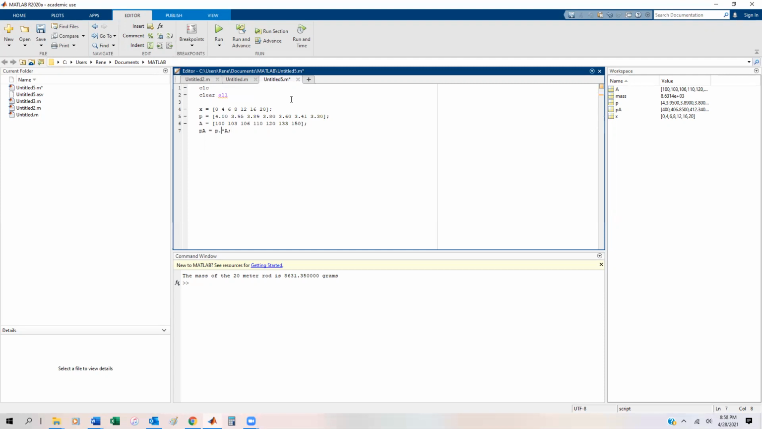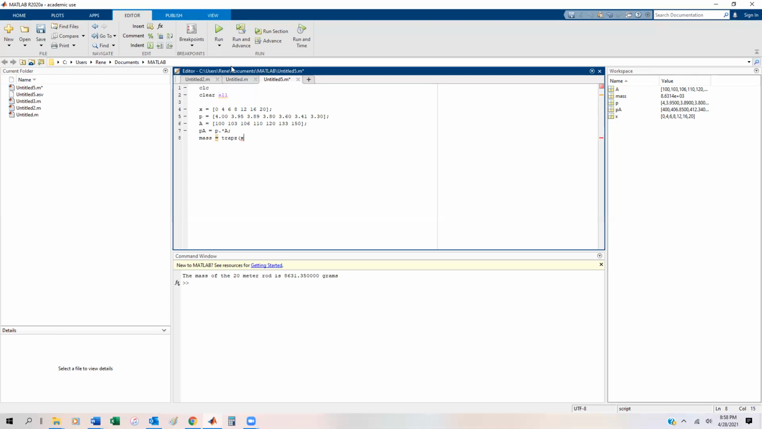If we try it without the dot, it's not going to work for us. And then finally, all we're going to do is find the mass. So the mass is going to be equal to that trapz function. So we're going to say trapz x. These are the intervals. What it's going to do is find the interval from 0 to 4, 0 to 6, etc. And then also, we're going to compare that with PA.